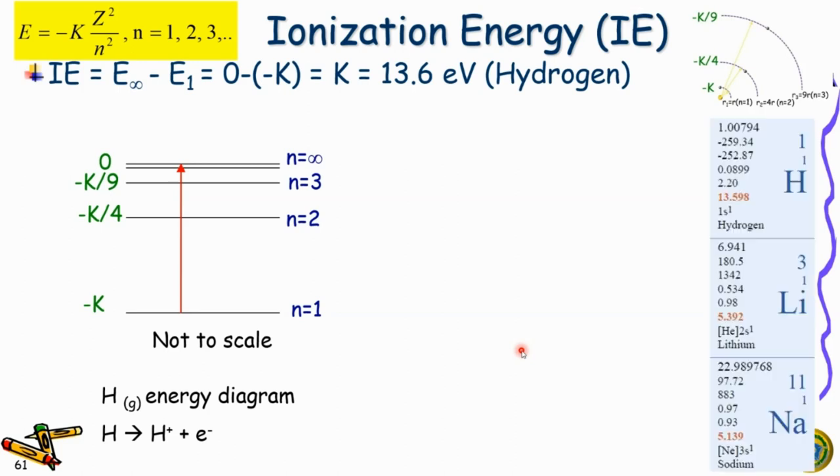Right, so this is the sum of the information in the periodic table. One of the important pieces of information is this, ionization energy.